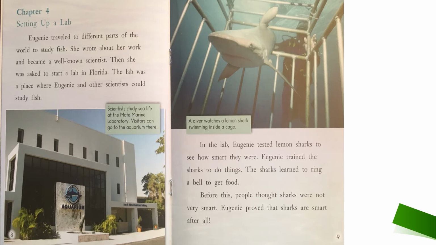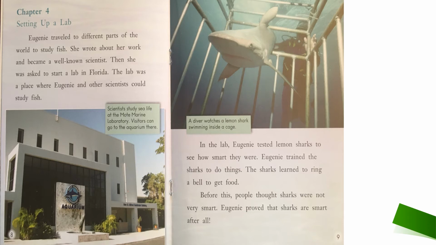Then she was asked to start a lab in Florida. The lab was a place where Eugenie and other scientists could study fish. There's a photograph. I'm looking at it. I'm noticing it says aquarium and it's got like a dolphin or something above it.